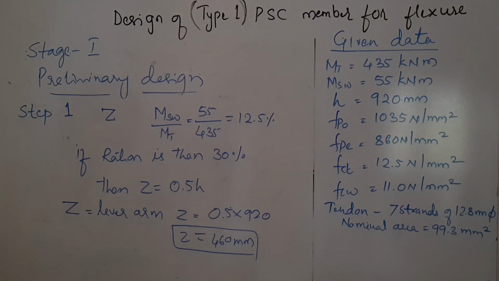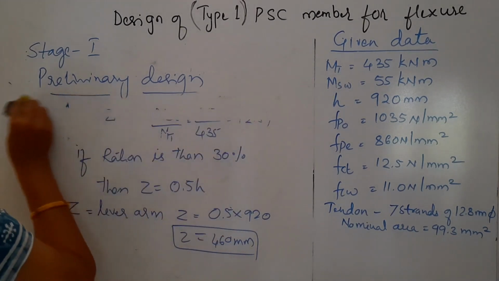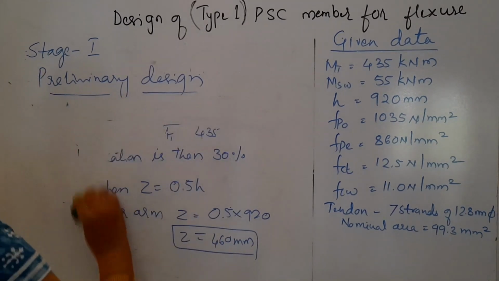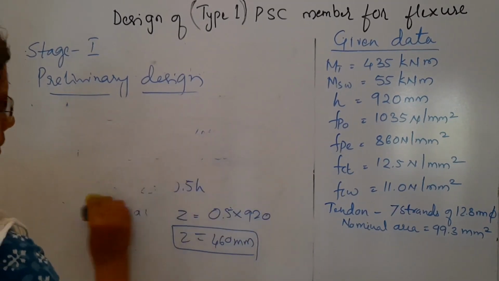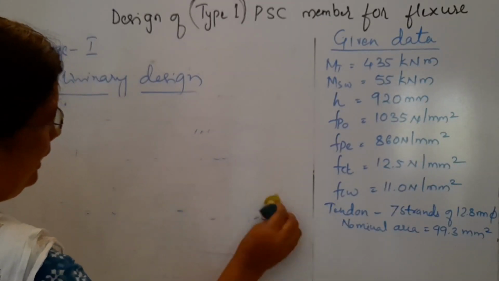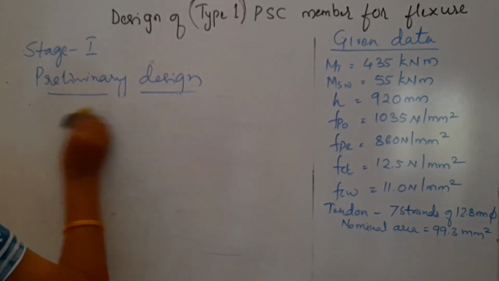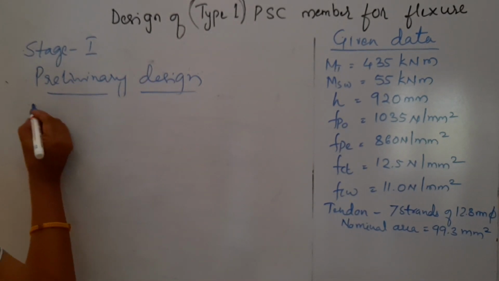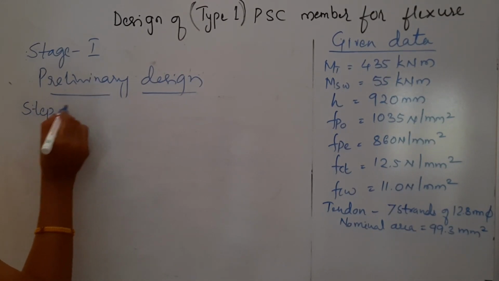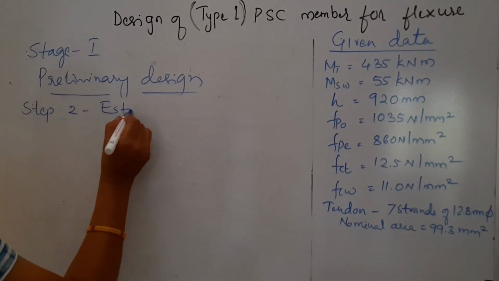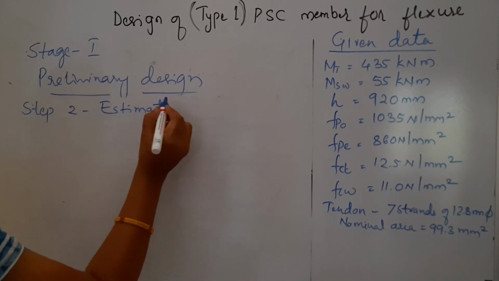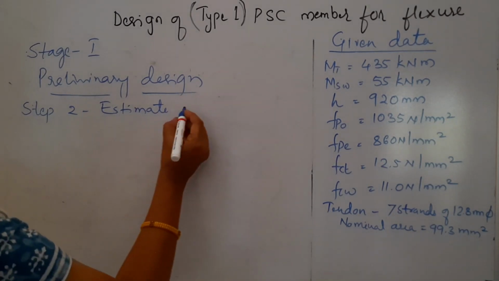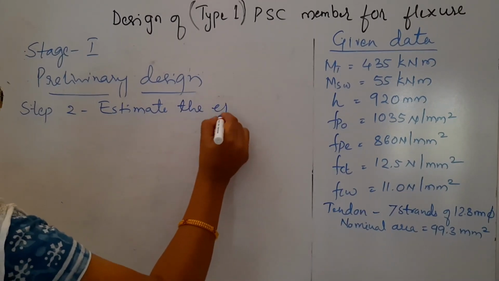Then step 2 will be to estimate the effective pre-stressing force. In step 1 we have calculated only the lever arm, 460 millimeter. The next is step 2: estimate the effective pre-stressing force.